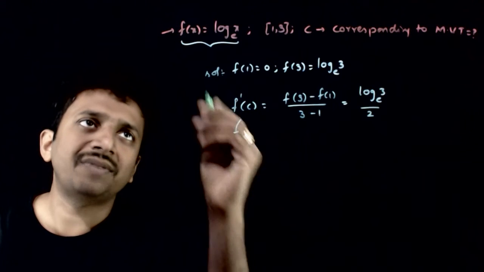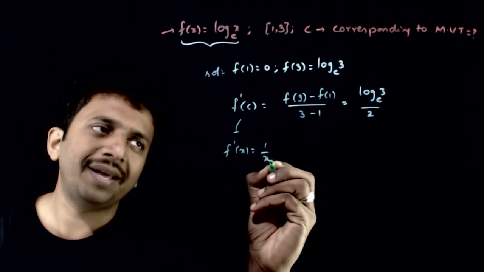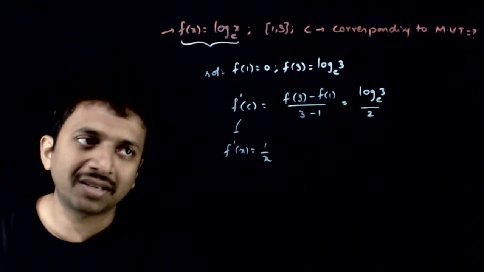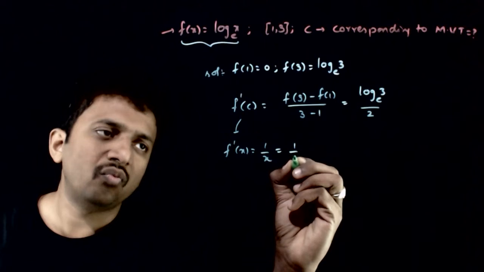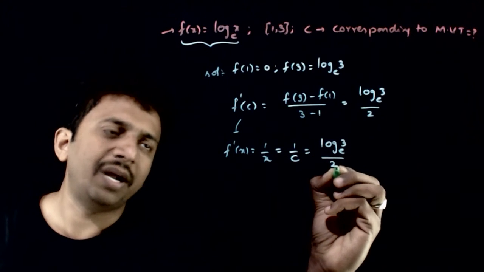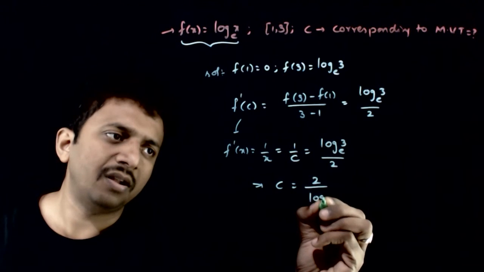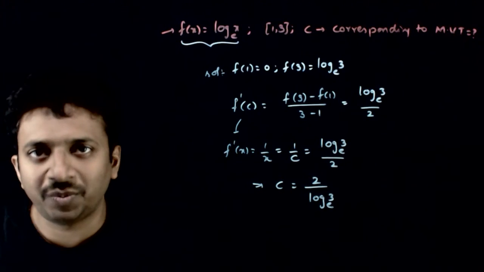To do that, let us find f dash of x. So f dash of x is equal to 1 by x. f dash of c is 1 by c, which should be equal to log 3 to the base e by 2. This implies c is equal to 2 by log 3 to the base e. So this should be the answer.